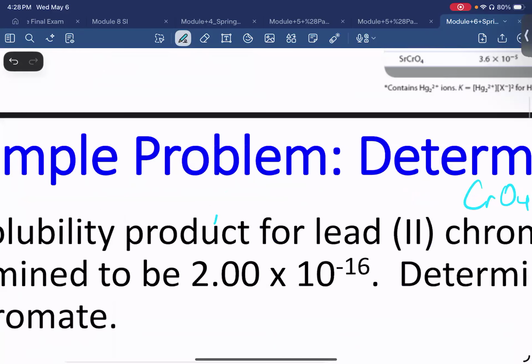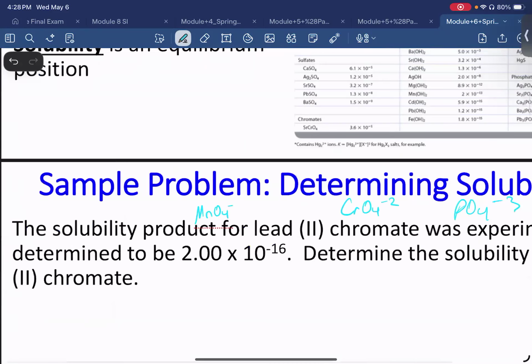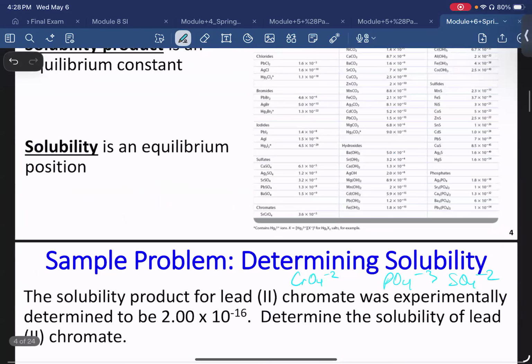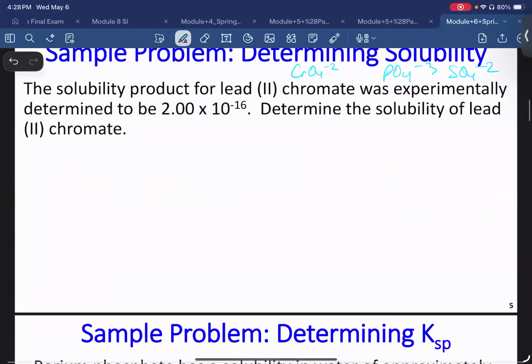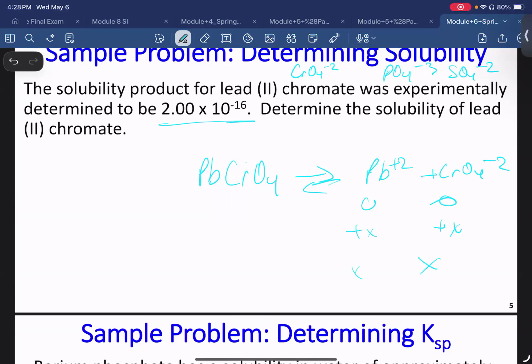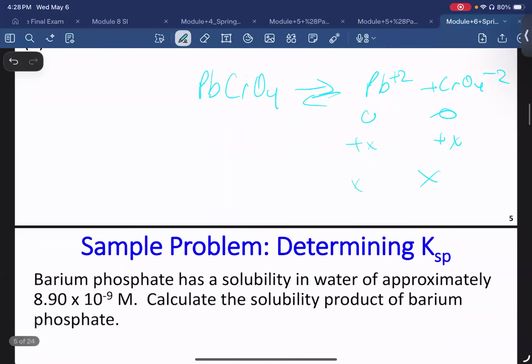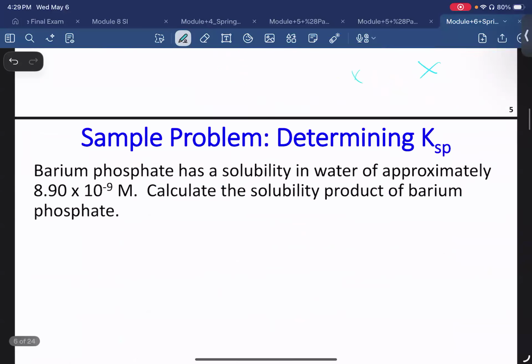Permanganate is an example as well, MnO4 minus, I believe, because Mn is +7. So just be familiar with some of these polyatomics. With this kind of question, you would do the ice chart. This dissolves, forming Pb +2 plus CrO4 -2. Then 0, 0, plus x, consider the coefficients, x times x, and that equals the K value. It's products over reactants, and there are no reactants, so Ksp just equals the products.